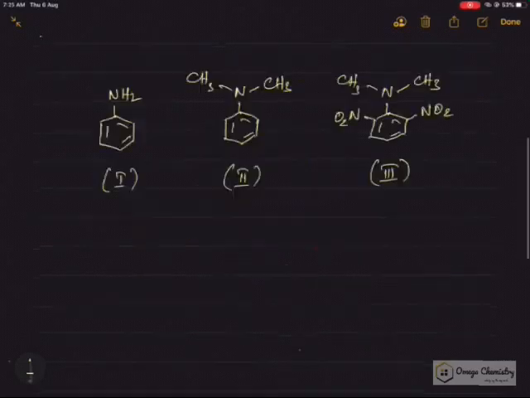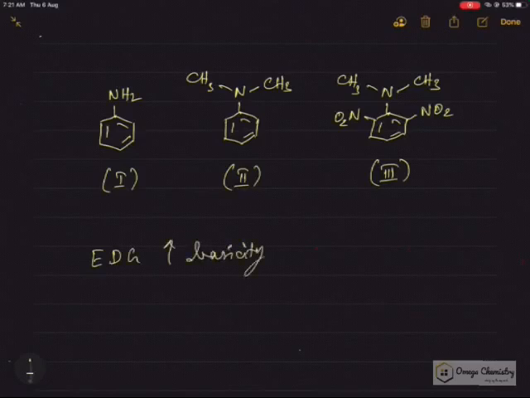Okay. So here we have aniline and its derivatives. Compound 1 is aniline, compound 2 is N,N-dimethylaniline, and compound 3 is the same N,N-dimethyl compound, and at second and sixth positions you have two nitro groups attached, right? Now we know that electron donating groups will increase basicity, am I right? Whereas electron withdrawing groups will decrease basicity.